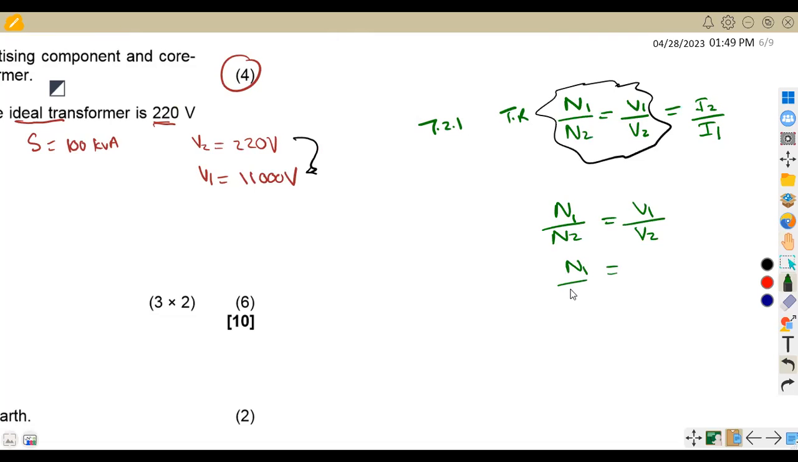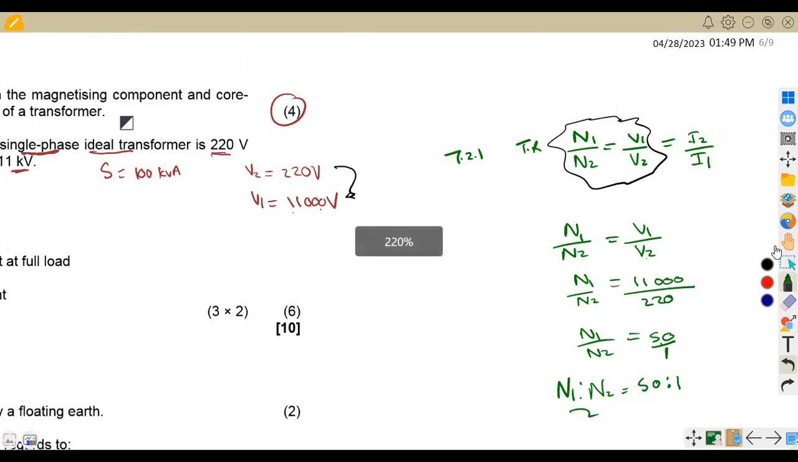So you can substitute the values that we are given. V1, that is the primary, is 11,000 volts, over the secondary voltage, which is 220. So N1 over N2 is going to give us 50. That's 50 over 1, or 50:1. We can even write this as a ratio, N1 to N2 is equal to 50:1. This is the same as 50 over 1. A transformer ratio can be given as a whole number, or you can write it in this form, which is one and the same thing.